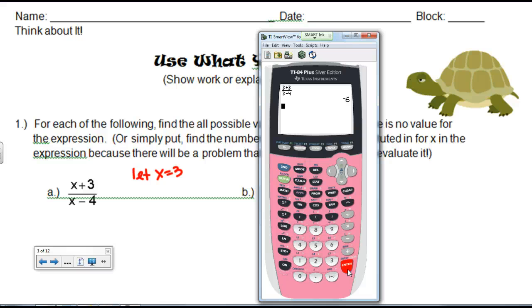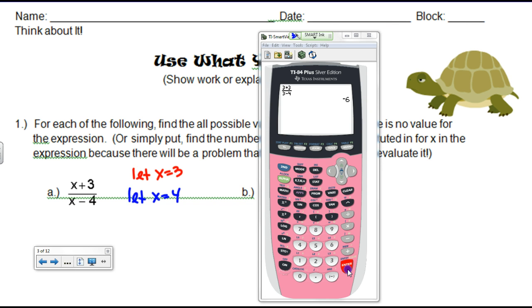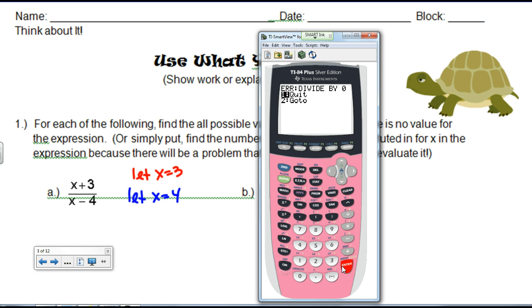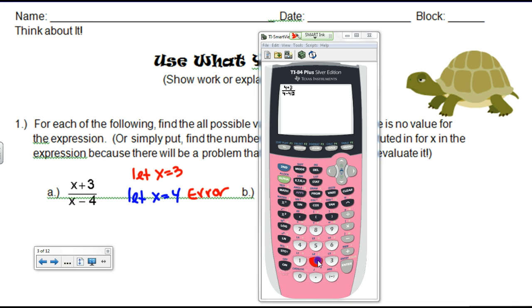So let me say let x equal 4. So if I plug in x equals 4, I get 4 plus 3 over 4 minus 4. And I get this error message, and it's saying an error divide by 0. So there's a problem with the number 4 being plugged in. That leads you to an error. So what's wrong with the 4 for x? Well, if I put in a 4 for x, if you notice, you have a denominator of 0.